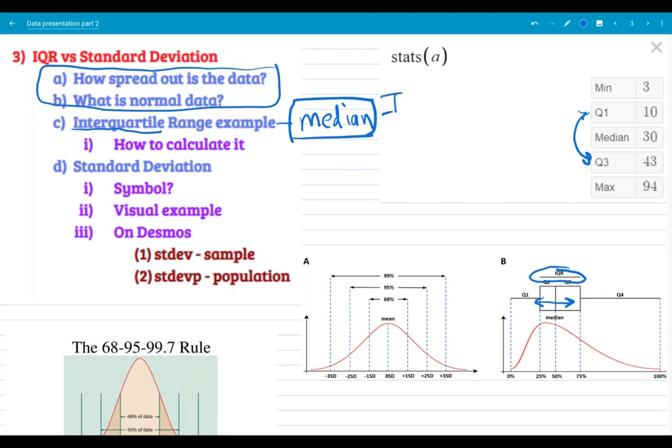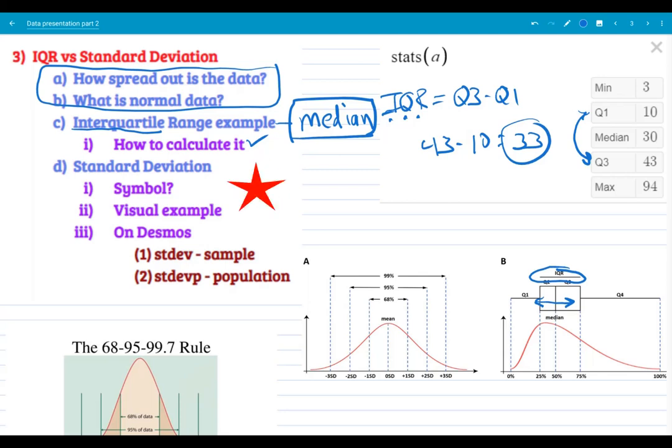So IQR, interquartile range, that's what it stands for, is equal to Q3 minus Q1. In this case, it's 43 minus 10, which equals 33. So in our example of the alpha family, with the youngest child being 3 and the oldest grandparent being 94, their IQR is 33. 33 years apart is their center of the data. So that's how you calculate it.